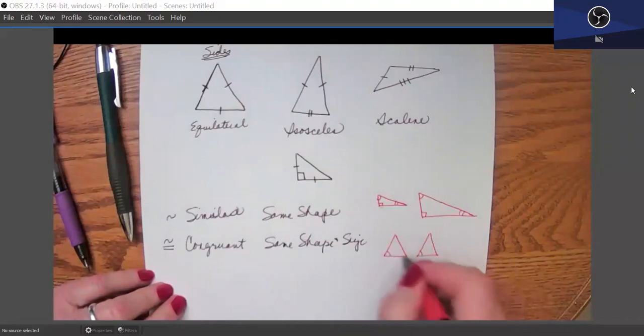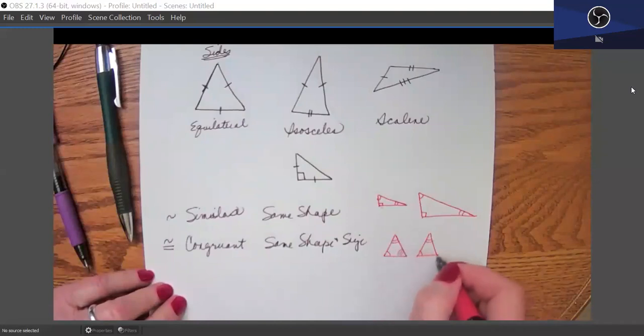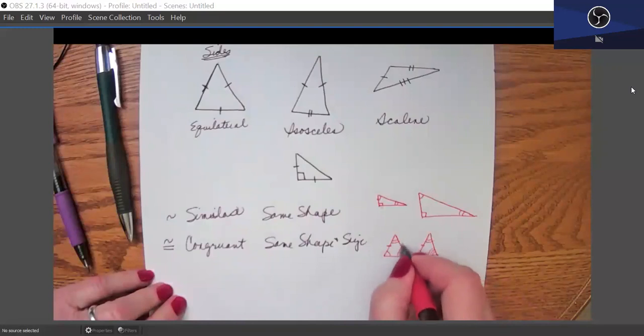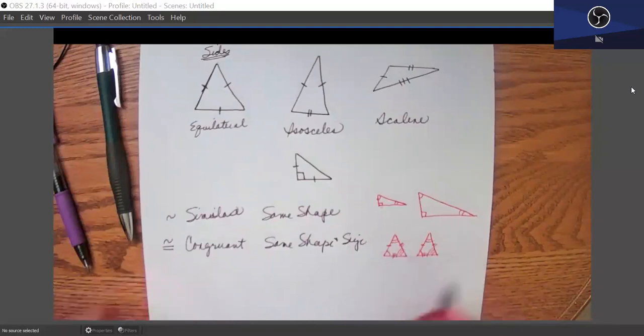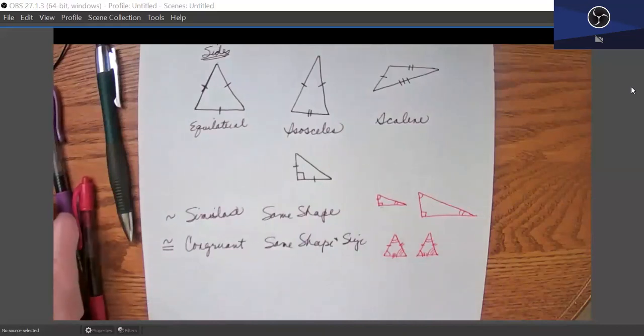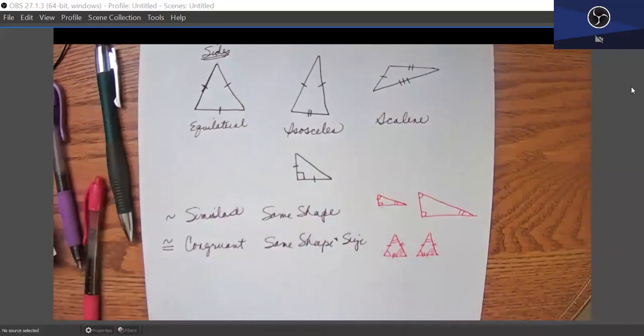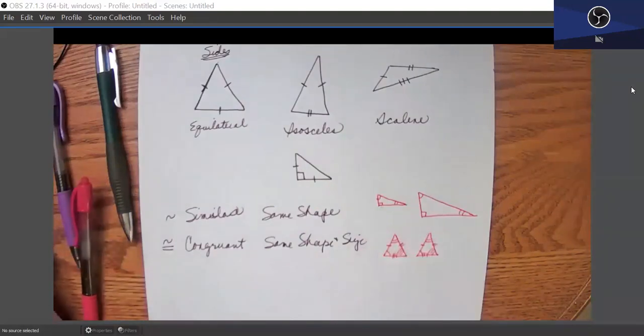This angle equals that angle. This angle has the same measure as that angle. This angle has the same measure as that angle. And this side has the same measure as that side. The sides have the same measure as well. So that's the difference between similar and congruent. And hopefully you're getting used to the tick marks to show side measurements and the arcs to show angle measurements.